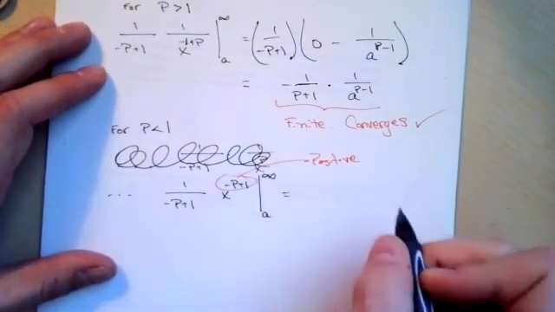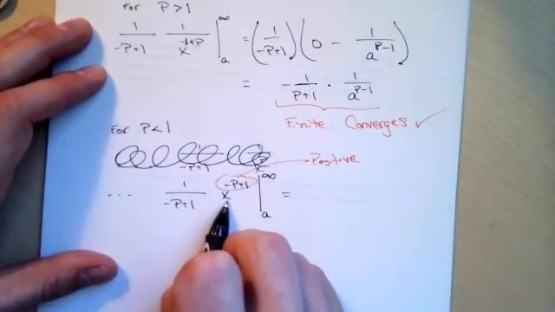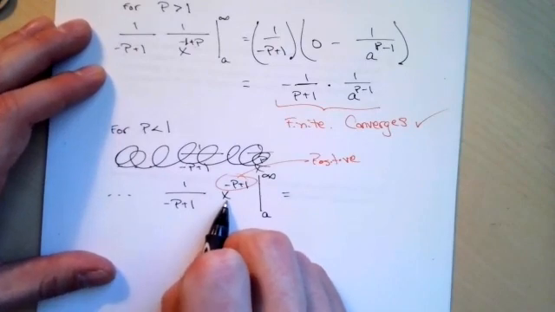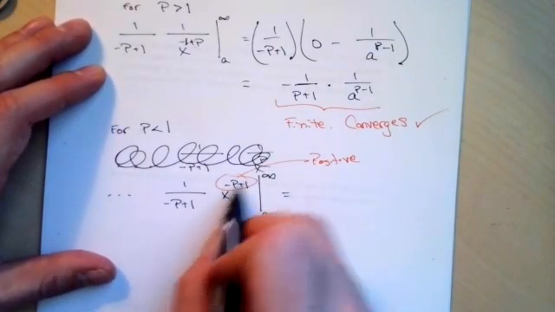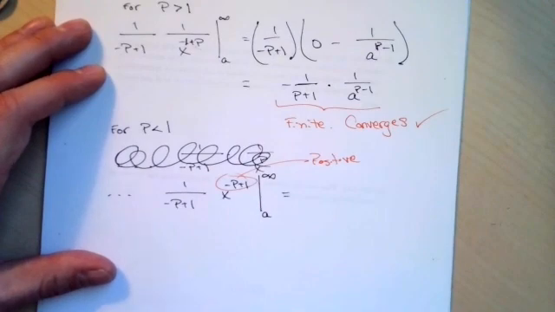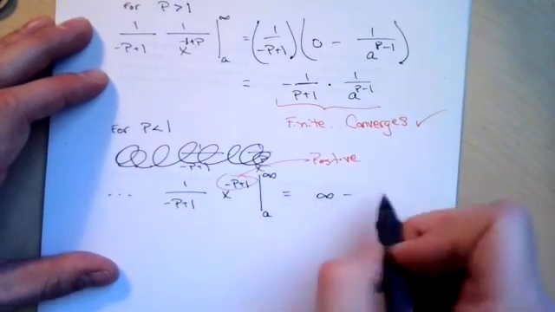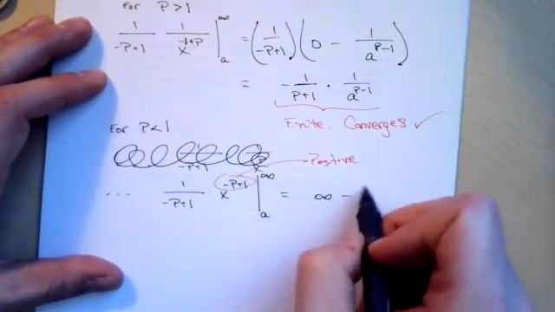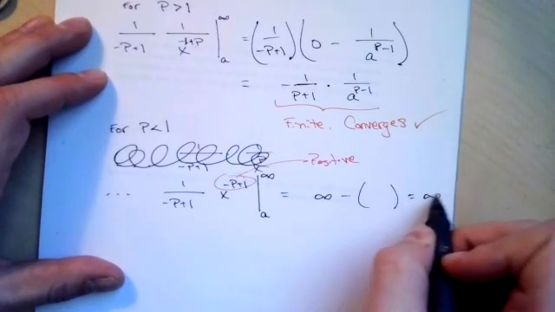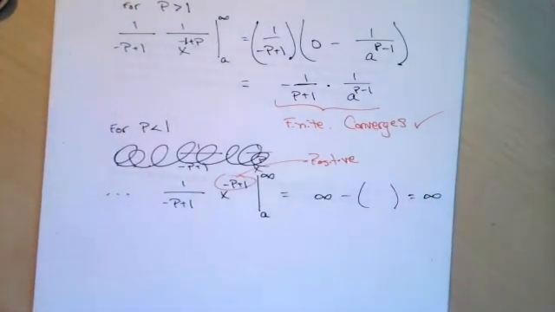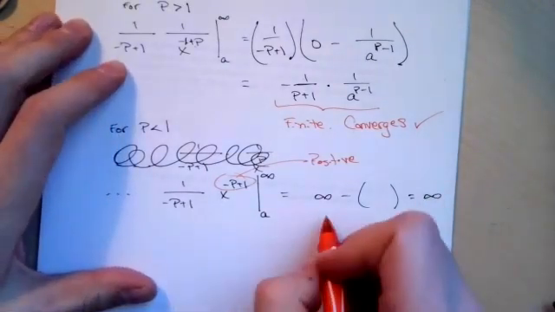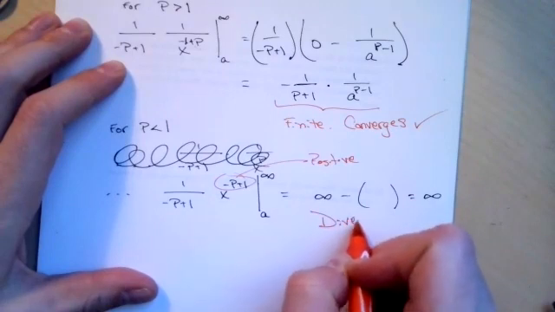And so what's going to happen now when we take the limit as it goes to infinity? If we plugged in infinity here, we would have infinity to a positive constant. It'll give us infinity minus whatever number we plug in for A, which is still going to be infinity. Diverges.